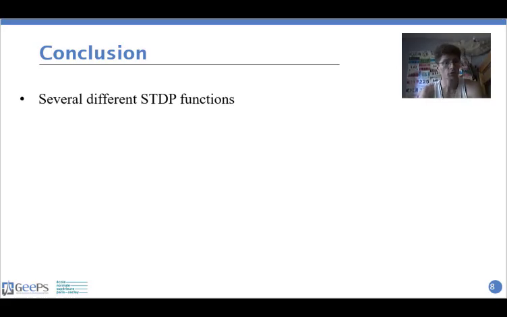So if you want to remember something, you can remember that there are several different STDP functions, and it's a very interesting and well-known learning function, but it does not work miracles, and it often needs to be combined with other functions for effective training. I will publish another video about the modeling of analog neurons and also the unsupervised training with STDP soon.